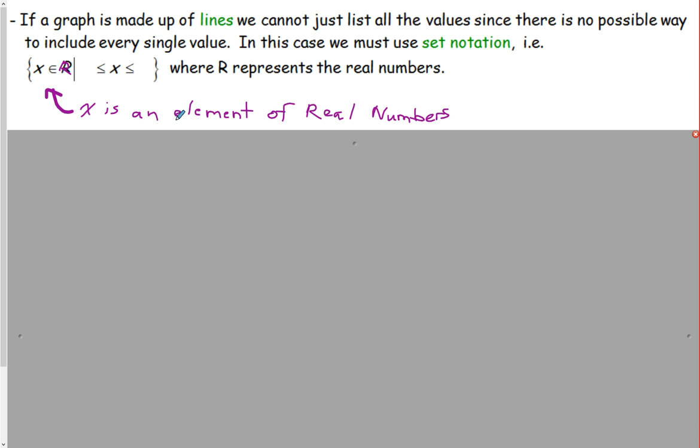That just means it could be anything. It could be 2. It could be 2.1. It could be 2.15. It could be 2.7. It could be 2.73. It could be anything. So X is an element of real numbers.